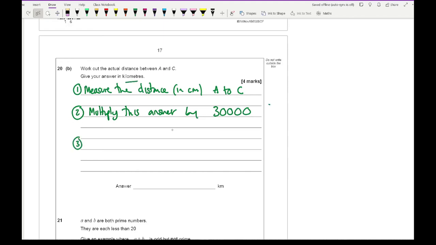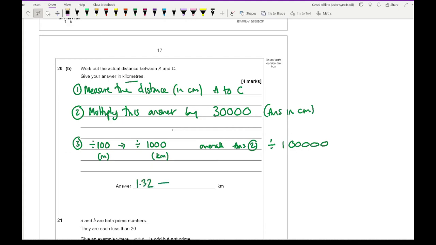Because they want the answer in kilometers and we've got the answer in centimeters, let me just write that this is the answer in centimeters. I then need to convert that into kilometers. So I need to divide that by 100 to convert that into meters, and then divide it by 1,000 to convert it into kilometers. So overall, you're going to take the answer in step 2 and divide that by 1 with 5 zeros. So you're going to divide that by 100,000, and the answer you should get is any answer between 1.32 to 1.38 would be fine in your final answer.